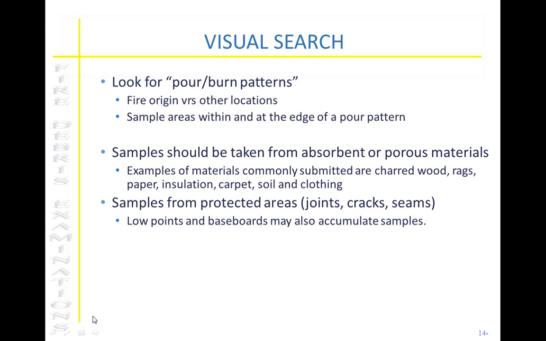You want to try to concentrate to find the origin of the fire. And then samples should be taken within this area and also at the edge of a pour pattern if it is present. To get the best results from the analysis, the fire debris, if possible, should be collected from absorbent or porous materials. So this is going to be things such as carpeting, charred wood, rags, insulation or paper, things like this that can actually absorb more of that ignitable liquid. In a lot of instances, there might also be the possibility of collection of samples from protected areas. So any joints, cracks, or seams that may still have some of the ignitable liquid present.